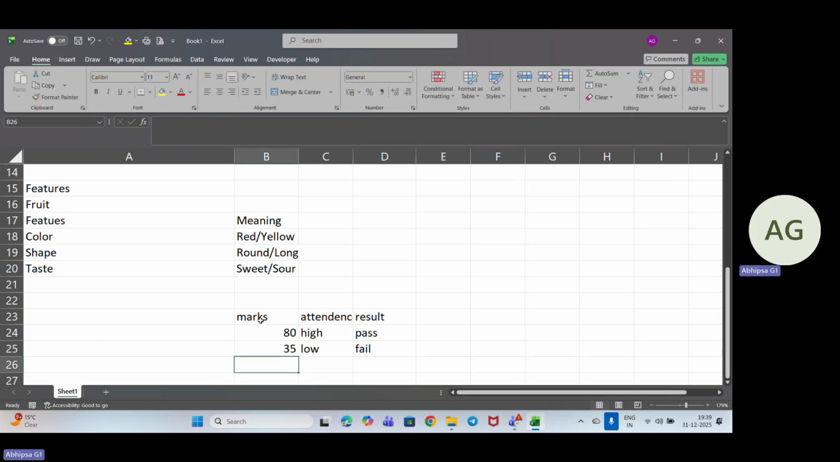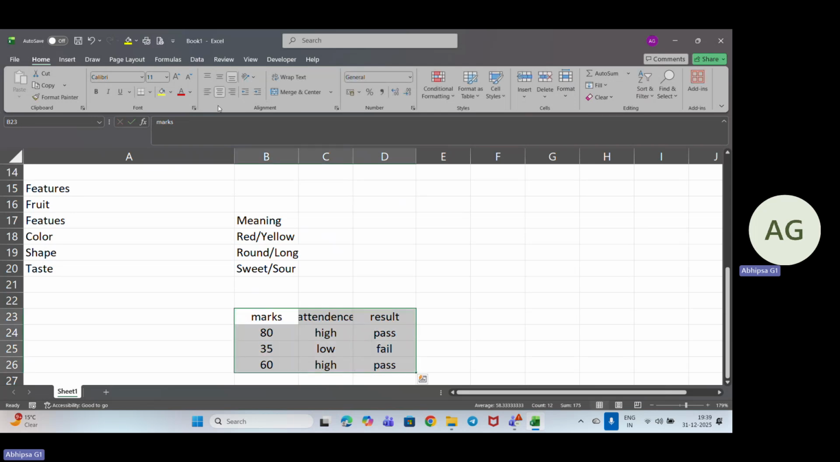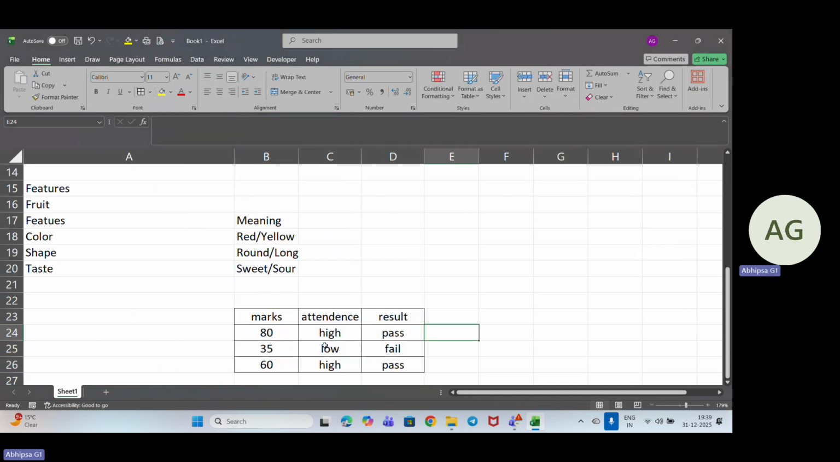Coming down here, the marks is 60, the attendance is high, and the result is pass. Okay, now this is my data actually, and I just need to format it so that it looks visually good. Now here we can say this result is the class. So it has two specific classes. This is the binary classification that we are doing here. So the result here is either pass or fail, right?